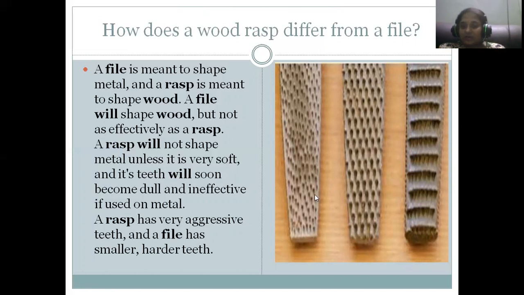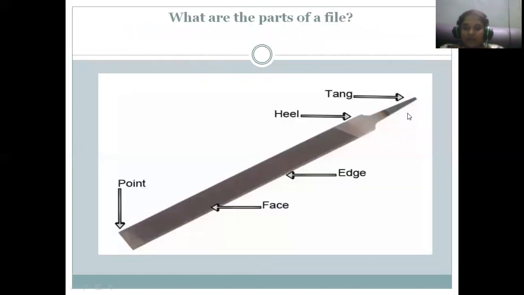So you can see here, this is a wooden rasp file where it has sharp teeth, right? So these sharp teeth help in removing wood layer by layer. So you shall remember this. Whereas in the previous thing I have shown you a file. In this file you don't see sharp teeth, right? You see smooth teeth. So this is used for metal.